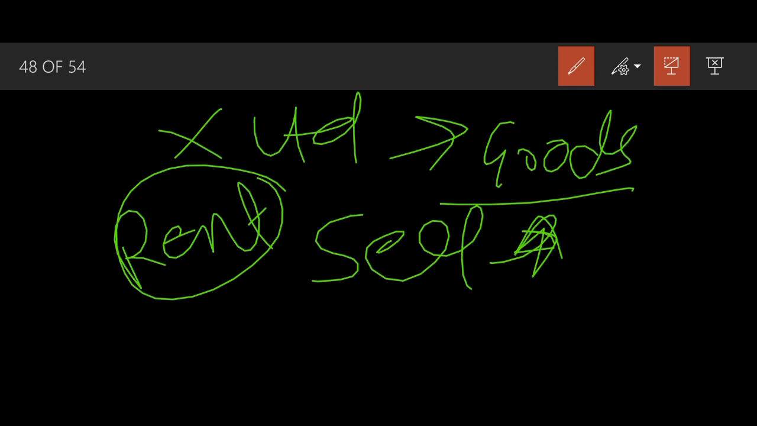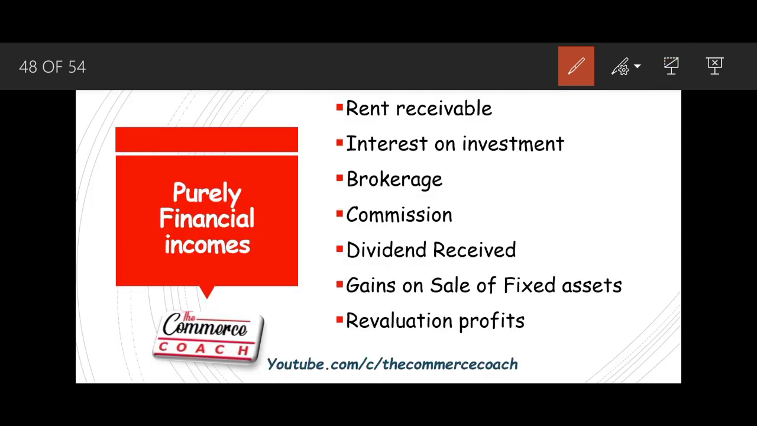What do we mean by indirect income or financial income? It means that we are not doing the business to earn income from rent only. We are doing the business to earn revenue by selling goods. So it is known as indirect income, which is not directly related to the production activities of the business, or basically is not the main target of the business. So rent receivable will be purely financial income. It is only financial income and not direct income to the business. Another name for it is indirect income.